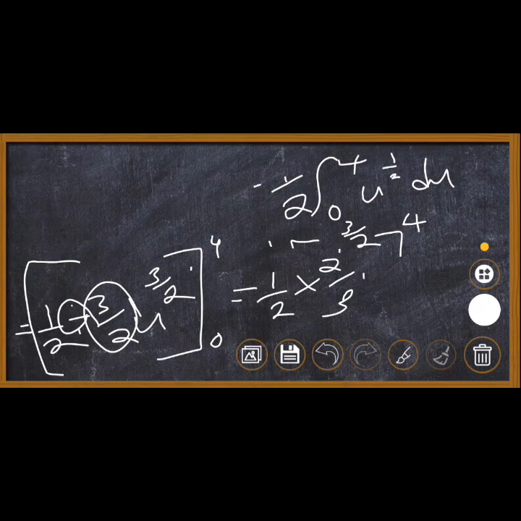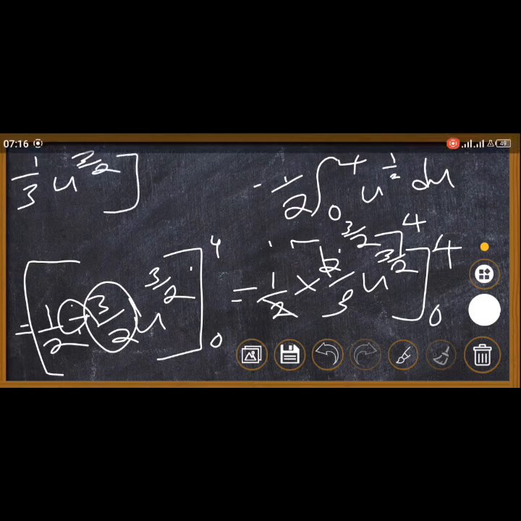So in this case, here we have u, then 3 over what? Over 2. Remember, our limits are 4 and 0. So this 2 and that 2 can cancel. So in this case, we have 1 over 3. I'm just writing it here. So 1 over 3, then we have u raised to the power 3 over 2. And the limits that we have are 4 and 0 here.